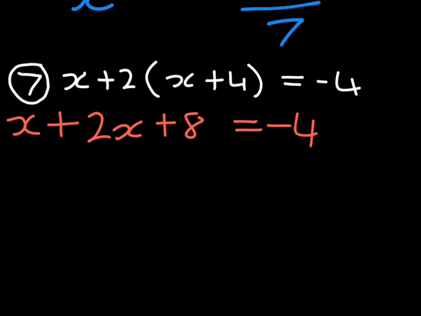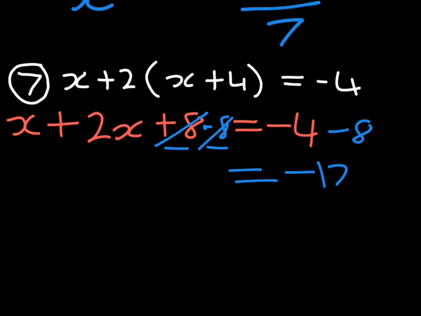Now we can carry on and move all of our constants to the right-hand side. And as we can see, it is just 8, which needs to be moved over to the right-hand side. So to move 8, we simply subtract 8 from the left-hand side, and we'll do the same to the right-hand side. And as we can see, when we take positive 8 and we subtract 8, they will cancel out to give us 0. And on the right-hand side, minus 4 minus 8 will give us minus 12.